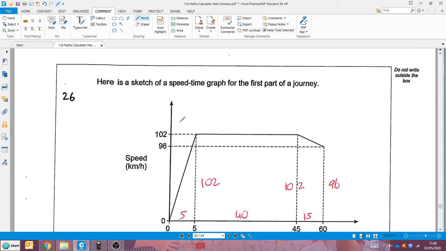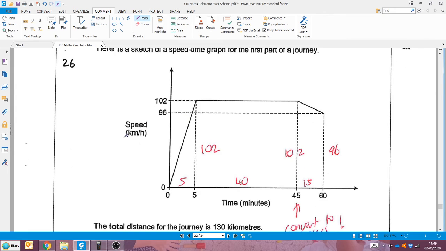Alright, this is a speed time graph, and this is awkward because this is in kilometers per hour, and this is in minutes, in other words, not hours. So we've got to work out the area of each section. I did it in 3 parts. I went triangle, rectangle, trapezium. Fair enough? That's what I did. So I did 3 little things.